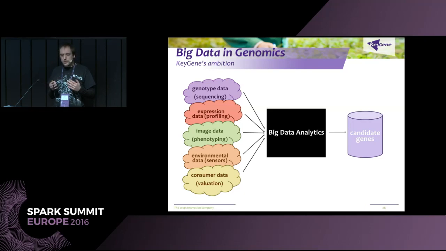So we have focused now mainly on this first little balloon. So let's say the straight up genomics data processing, going from data that comes from the sequencer to the variation between the genomes. But of course, you also want to look at things like expression or phenotyping, or even consumer data that you can all feed into this system. And then we're aiming to get this big black box that we call big data analytics. So a kind of Spark framework that can integrate all these data, and in the end give us the genes that we're interested in, that are candidates for the trait that we are observing.